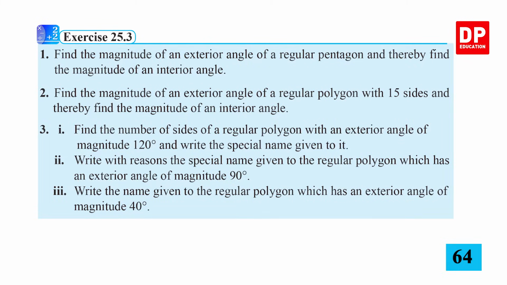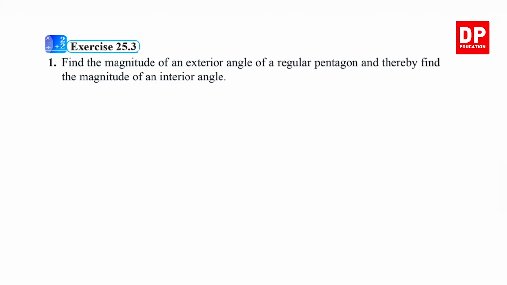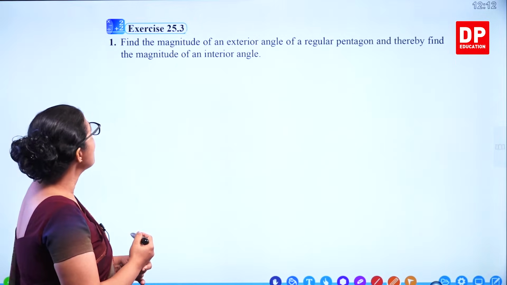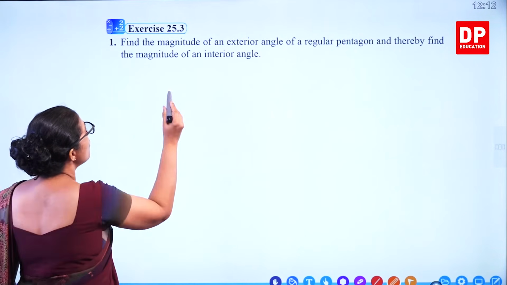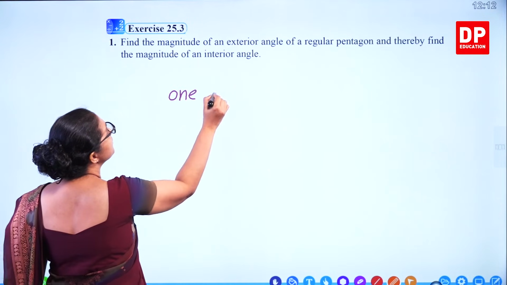Exercise 25.3. Find the magnitude of an exterior angle of a regular pentagon and thereby find the magnitude of an interior angle. So what's one exterior angle?